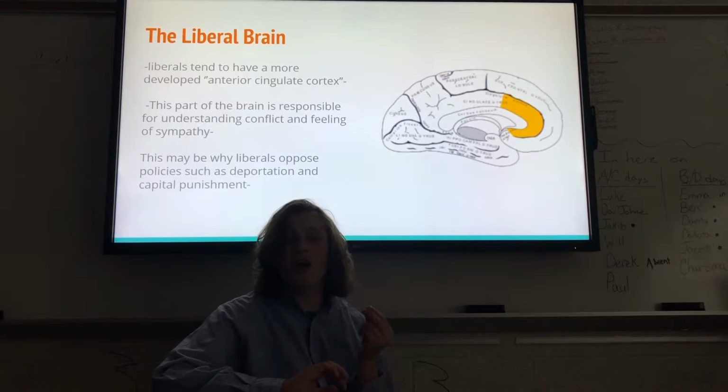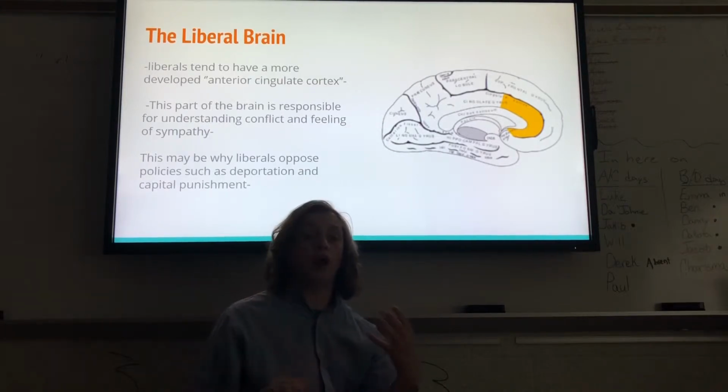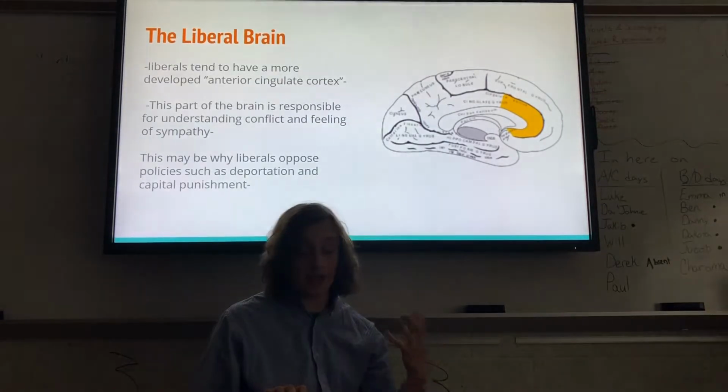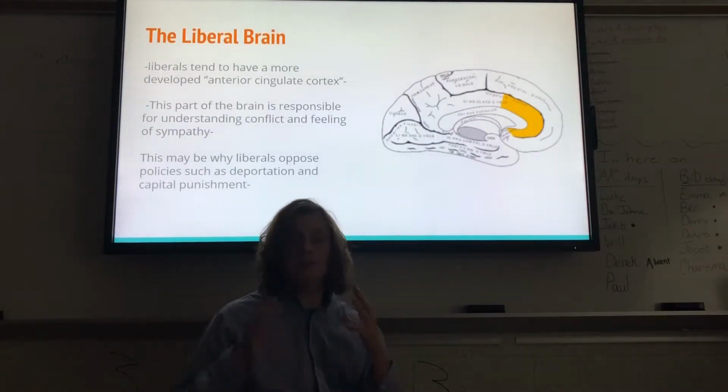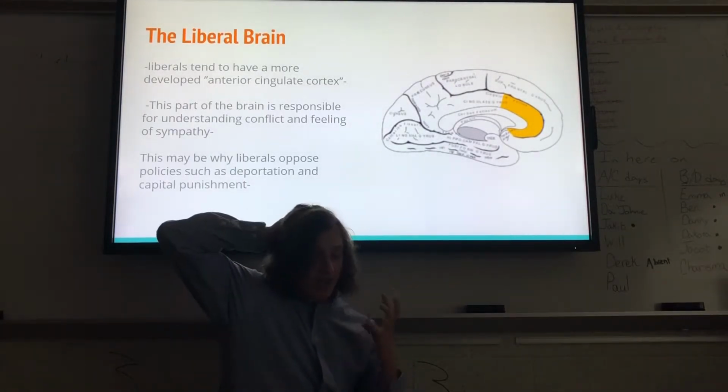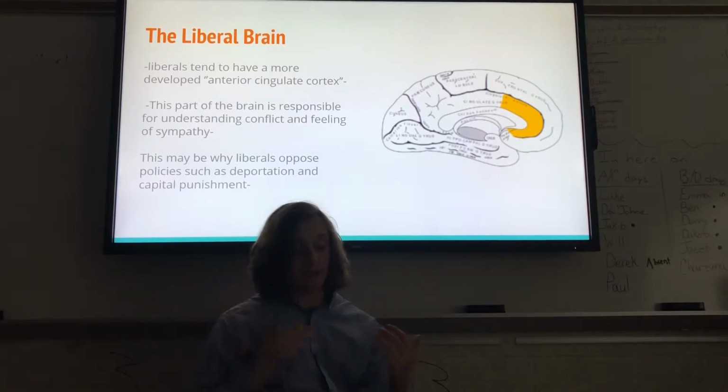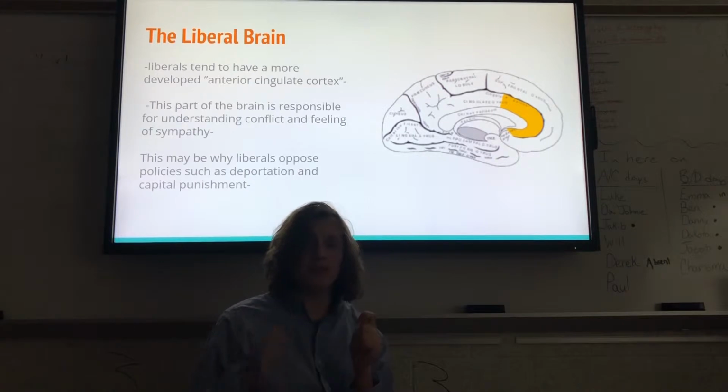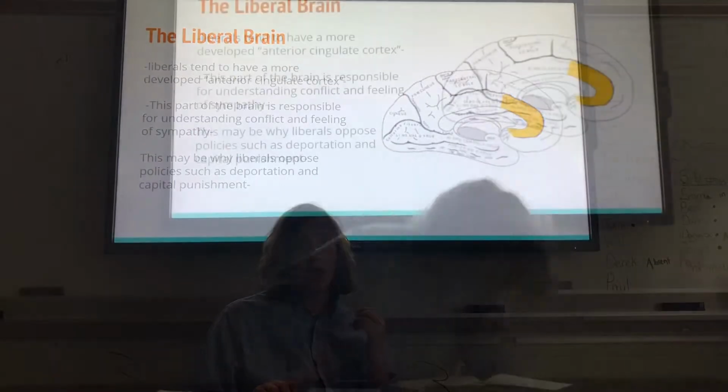Let's talk a bit about the liberal brains. Liberals are obviously the left-leaning, and liberals tend to have a more developed anterior cingulate cortex. This is a region in the brain, in the back of the brain, and this is responsible for understanding conflict and feelings of sympathy. Feelings of sympathy is crucial with politics because leftists are usually associated with feelings of sympathy.